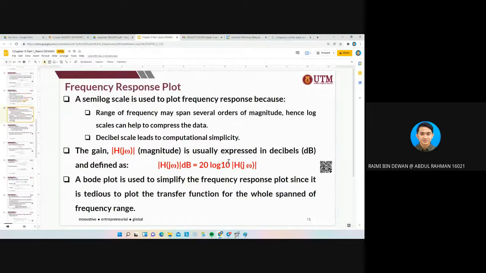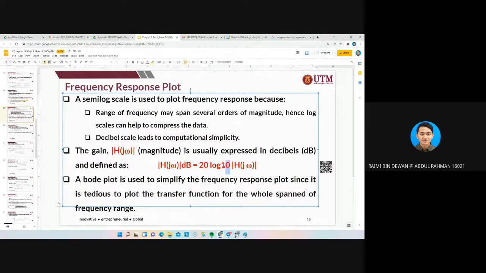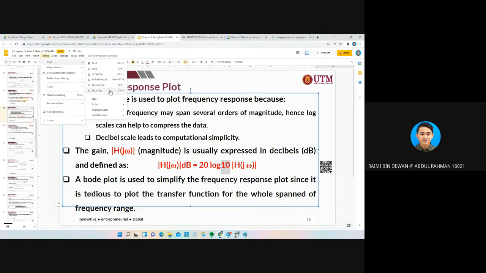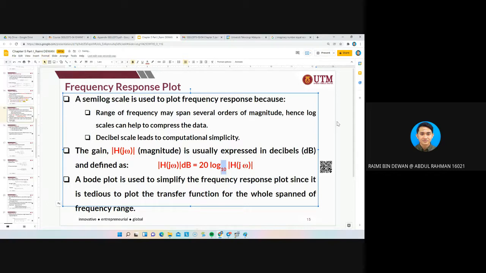So I think this one you know, right? This one is best. Okay. Sorry for the error.